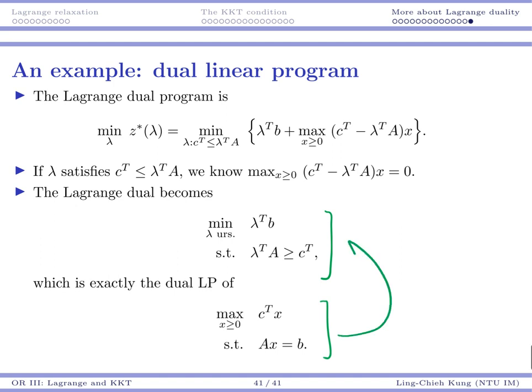If you apply LP duality, or if you apply Lagrange duality, in either way you get the same thing. So that's why we say LP duality is a special case of Lagrange duality. Lagrange duality may be applied to nonlinear programs, but when it is applied to linear programs, it gives you exactly your linear programming duality. Amazing, right?